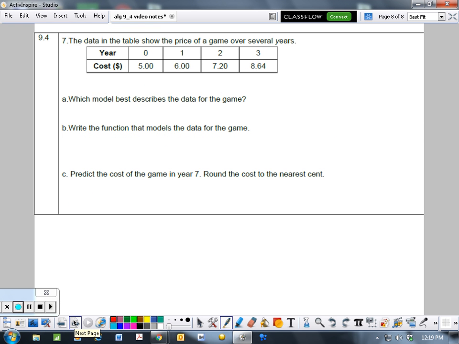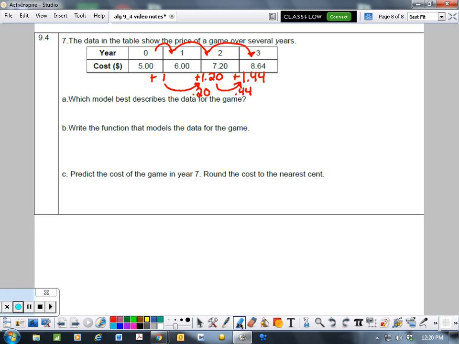Okay, so the data in the table shows the price of a game over several years. Let's go ahead and look at this. It looks like we've got constant change. Let's see, I'm adding $1. I'm adding $1.20. I'm adding, let's see, 8.64 minus 7.2, $1.44. So let's see, is this different? I am adding 0.44. Okay, those differences, none of them are really the same.